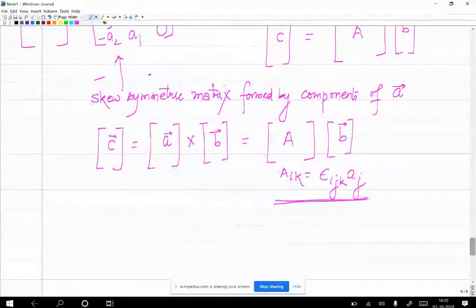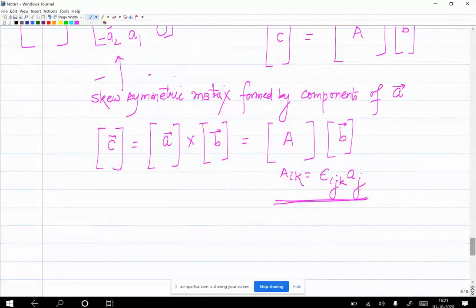Any question till now? So how did you partition the original term?